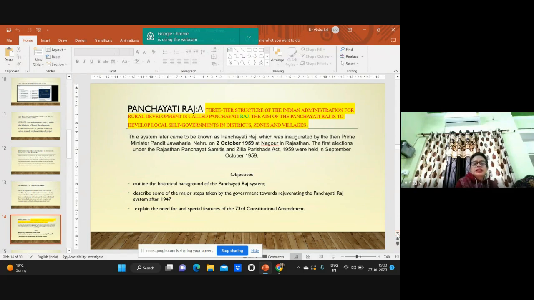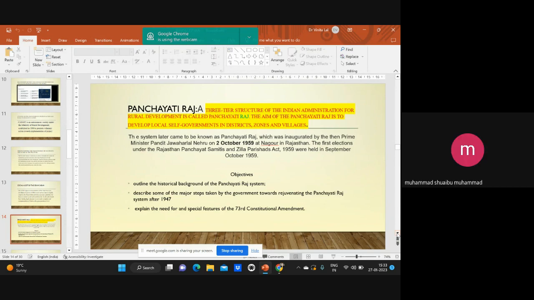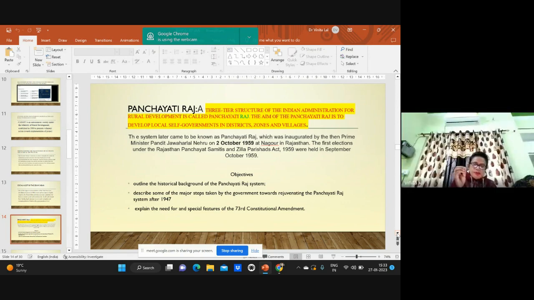Some objectives. Number one, the historical background, which we'll discuss. So, what is Panchayat and what is Panchayati Raj? Panchayat refers to village assemblies existing in ancient India as self-governing institutions, which had distinct and well-defined functions. The institution of Panchayat or village council represented not only the collective will but also the collective wisdom of the entire rural community.